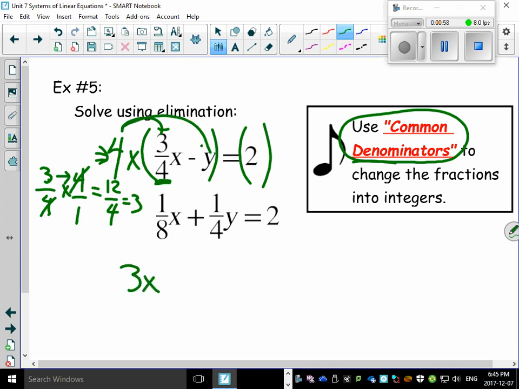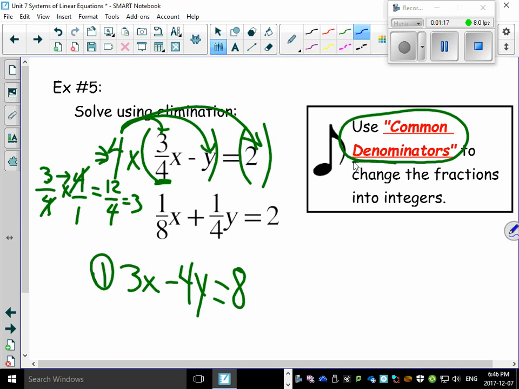So that makes this into 3x minus 4y equaling, you have to do it all the way over to there, because what you do to the left, you do to the right, 8. Look how pretty this equation becomes. Oh my goodness, that's so much nicer than the fractions, isn't it?